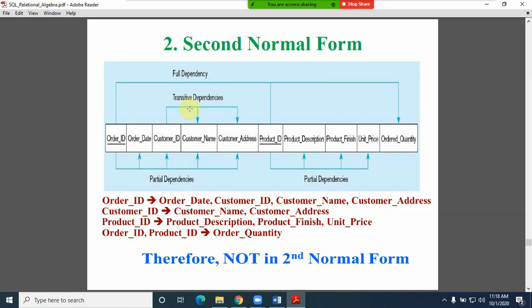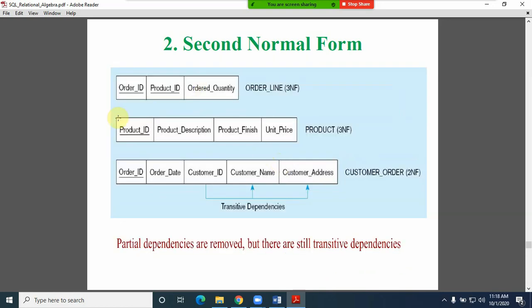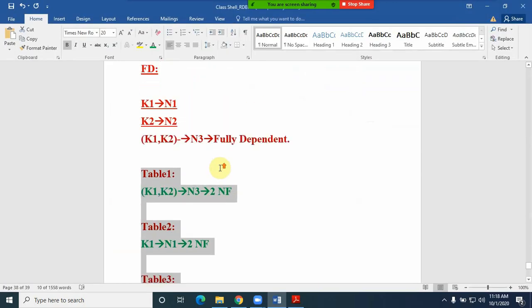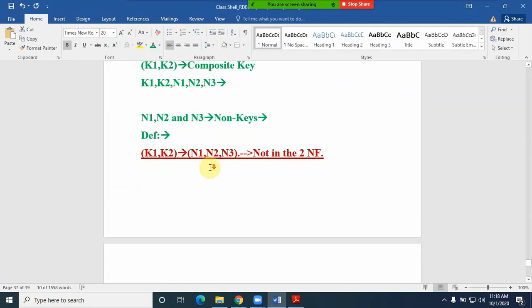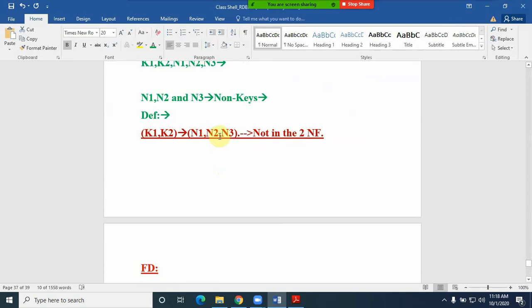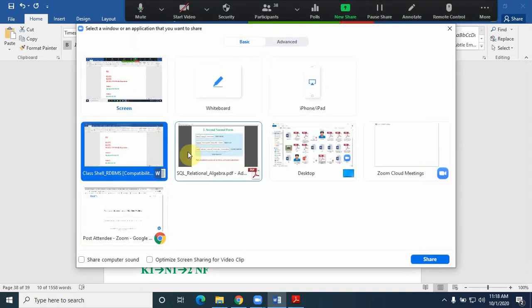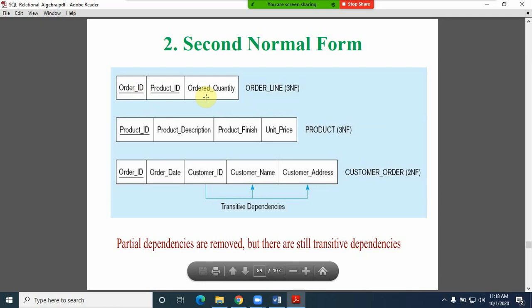Okay, and once these functional dependencies are observed, we actually got three tables. So order ID, product ID, order quantity, as in our example, just as we have seen here, k1 k2 n1 n2 n3. Now the functional dependencies are k1 determines n1, k2 determines n2, k1 k2 determines n3. Similarly in our example, the appropriate attributes which are completely dependent can be considered as 2NF: order ID, product ID, order quantity split into one table.